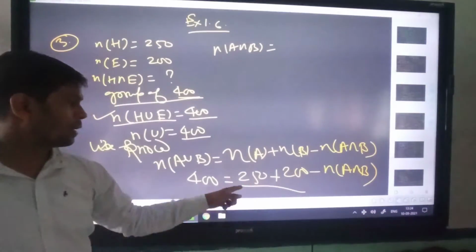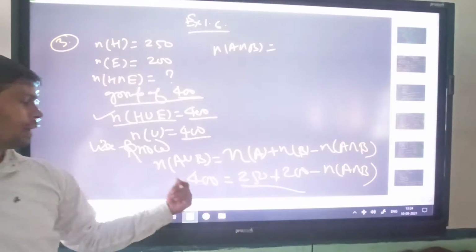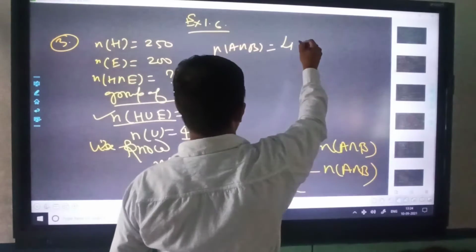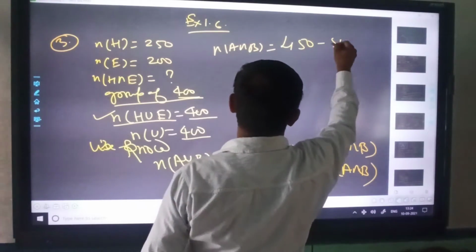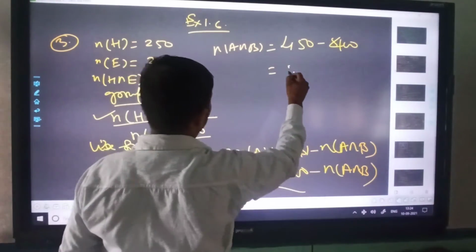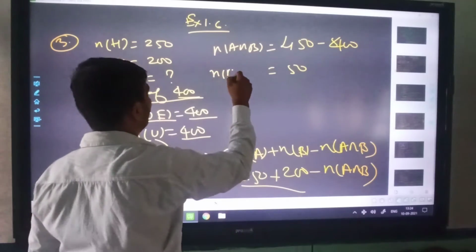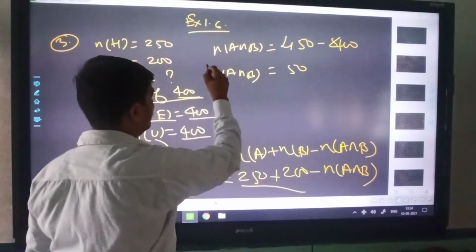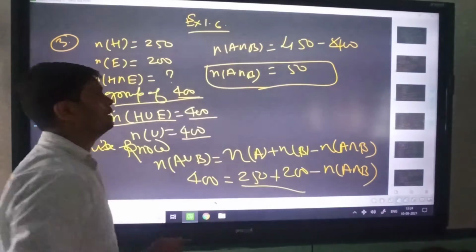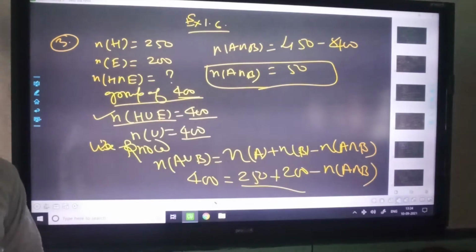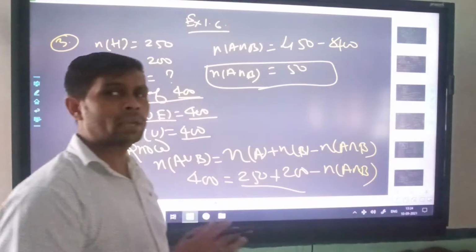250 plus 200, that is 450, minus 400. This gives us 50. So the number of students who are opting for both subjects, English and Hindi, is 50. So I think it is clear, the number of students who like both the subjects.